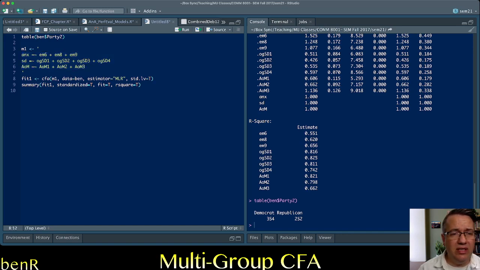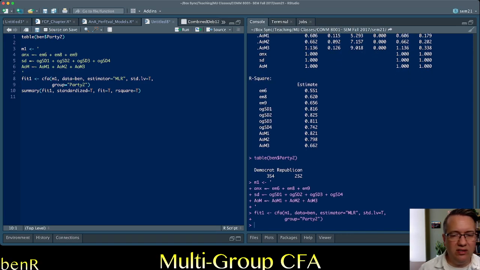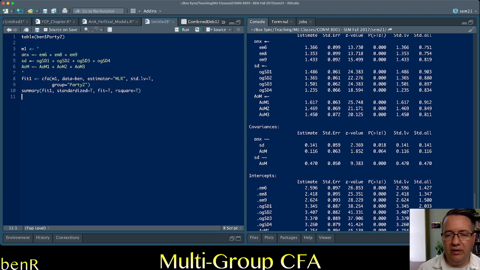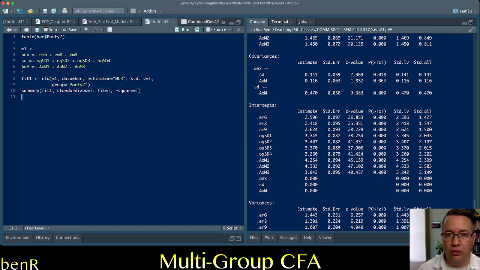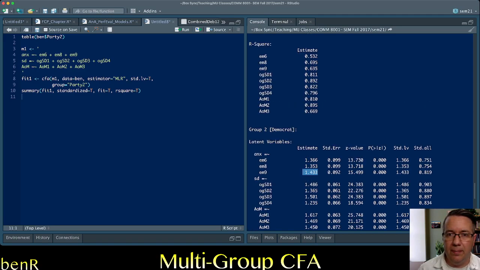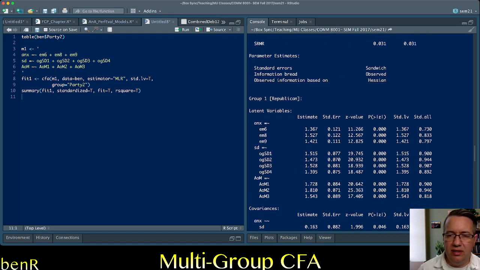So the first thing that we need to do is enter our grouping variable. And we just do that by typing group equals and then in quotation marks the name of our grouping variable. And my grouping variable is party two. So if we fit this model, it'll give us a set of loadings, covariances, intercepts, and variances for each group. So for Democrats, we see that the loadings for anxiety are 1.366, 1.353, and 1.433. And for Republicans, the loadings for the anxiety variable are 1.367, 1.527, and 1.421.